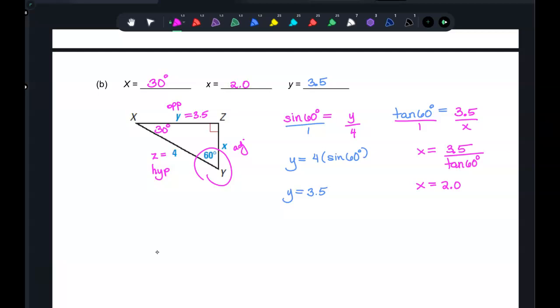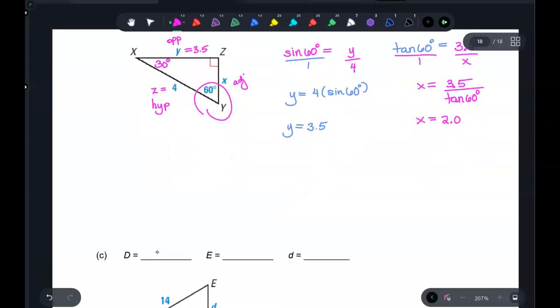Love, what are we doing over there? Okay.